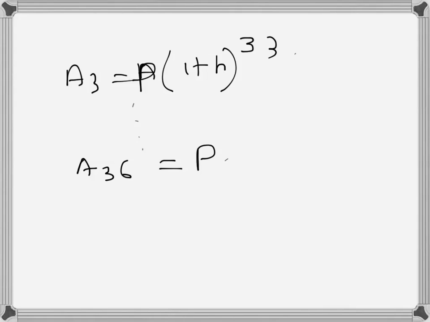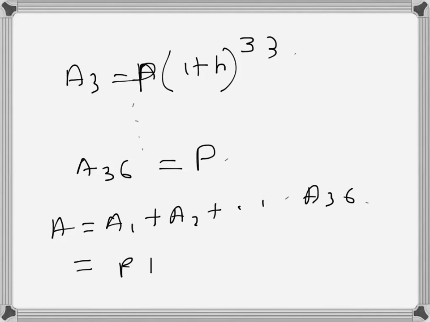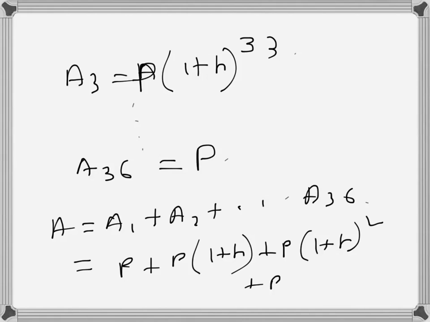So basically the total amount will be the summation of all these, A1, A2 up to A36, and when we sum them up, it becomes P plus P(1+R) plus P(1+R) squared plus P(1+R) cubed up to P(1+R) to the power 35. Now this is a geometric series, and the first term of this geometric series, A, is P, which is 20.